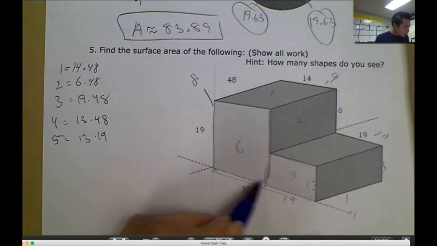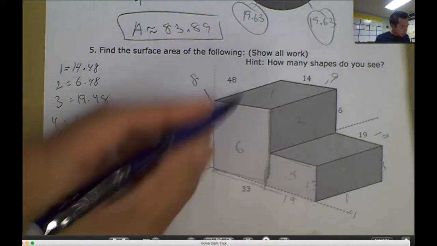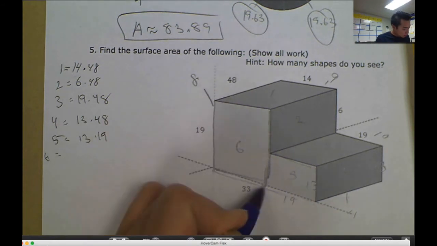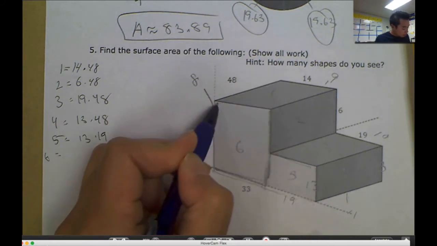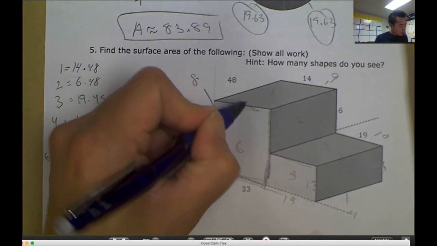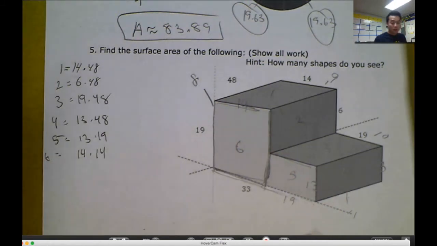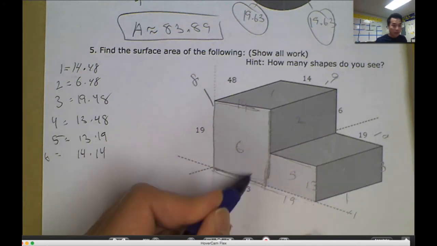And then to find this face, face 6, I just broke that up, 33. Okay, so if this is 14, this is 14, I just split that up over there. This must be 14 as well. So that's a 14 by 14. So I actually just found the area of this irregular shape right here.